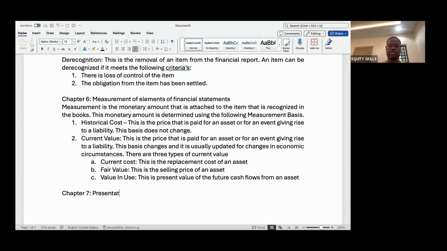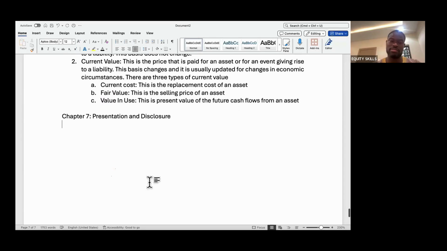Chapter 7 of the conceptual framework talks about presentation and disclosure. So we have really talked about all the items, the elements, the measurements, the recognition. Now, this chapter 7 talks about how the elements are presented in the financial reports. Okay, how they are presented in the financial reports.